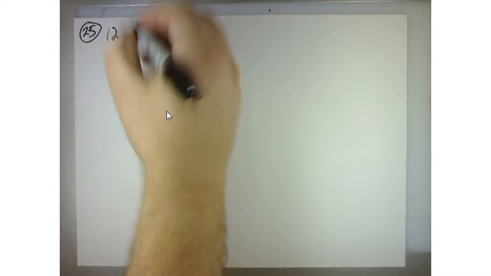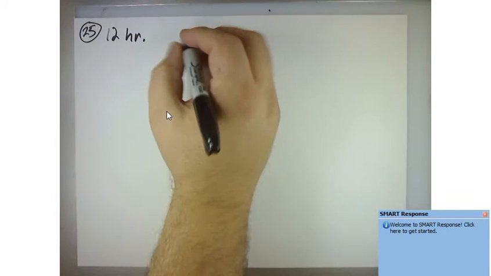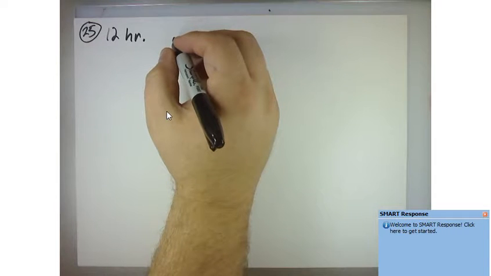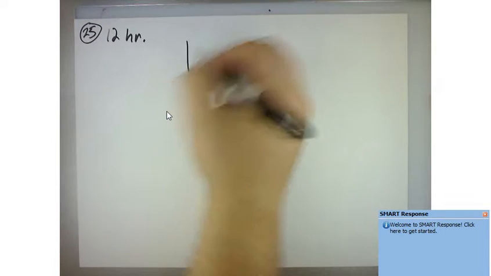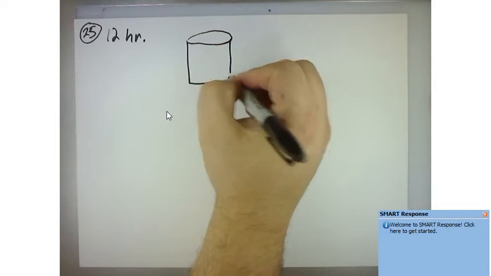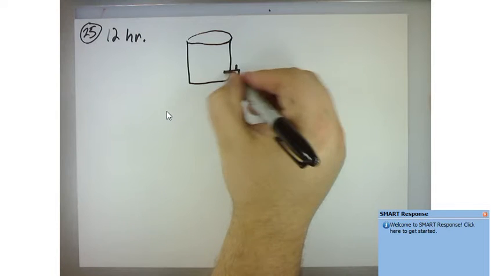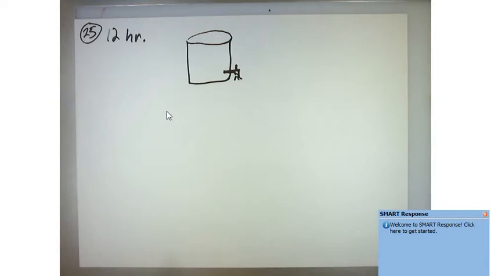25 is, let me read out loud to you guys. It says you're draining a tank and it takes 12 hours to drain the tank. And it says opening the valve at the bottom. So we've got, I don't know what kind of tank it is. It's just a tank. And there's like a little spigot thing here. And there's fluid coming out of it. And it takes 12 hours to drain this tank.